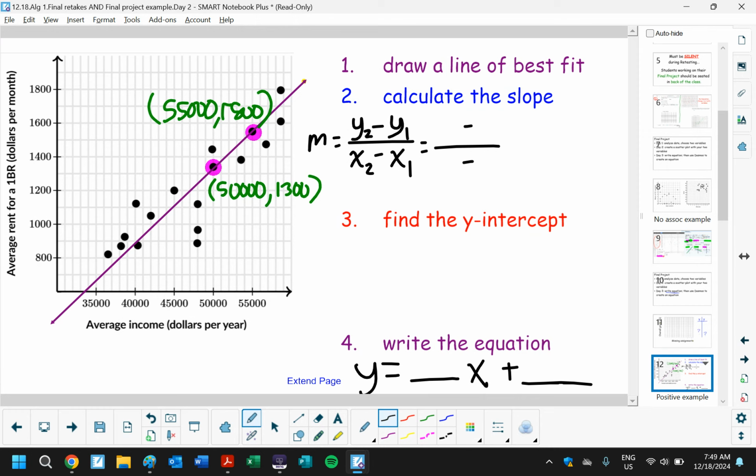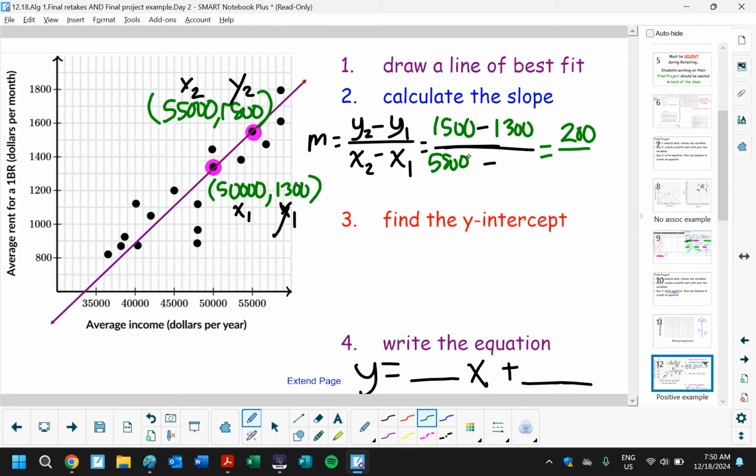So the first thing I'm going to do is I'm going to label my points. This I'll just call my first point. That one I'll call my second point. So the y value for my second point, I did not give myself enough space here. Let's try that again. Y value from the second point is about $1,500 for rent. Y value from the first point is $1,300, which means there seems to be an increase of $200 in the rent. But compared to what? X value from the second point, X value from the first point. A change in $5,000 of income.